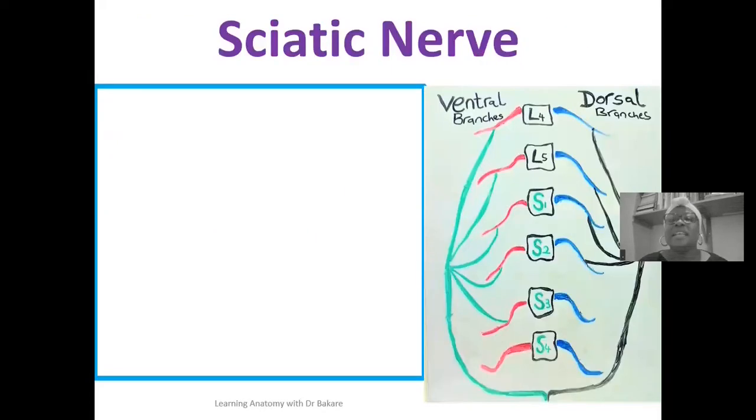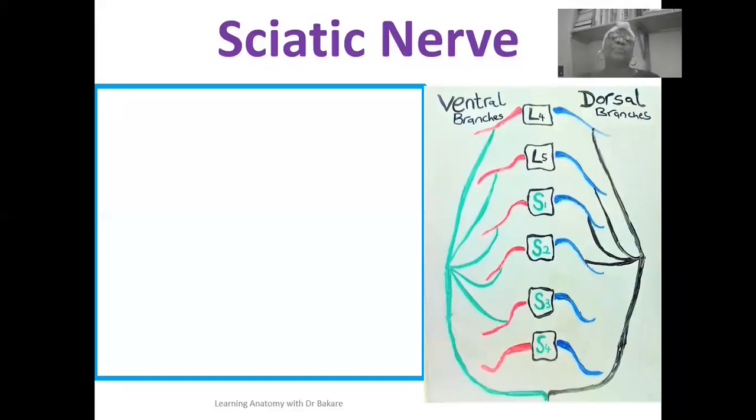Then going to the last nerve, which is the sciatic nerve. This sciatic nerve is also a branch that emerges from contributions from both the ventral and also the dorsal divisions.